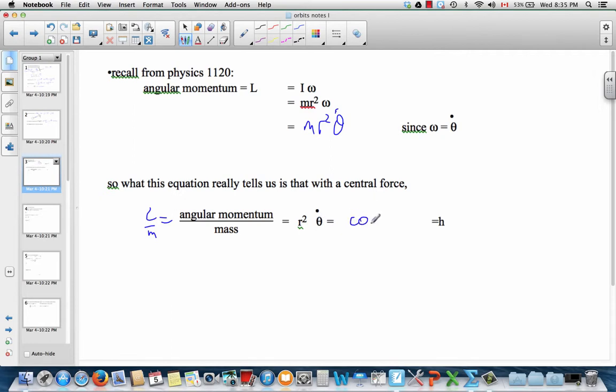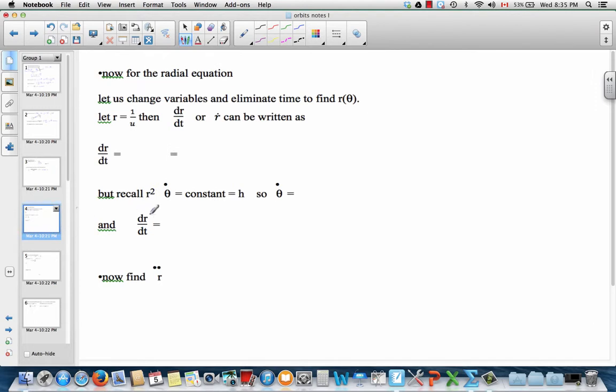And we've just shown, and have been contemplating for a few minutes here, the fact that that's constant. So I'm going to call that something else. I'm going to call it h. Okay? That is an angular momentum to mass ratio, and it is a constant for this orbit. At this point, we'll turn to the radial equation, the R equation.